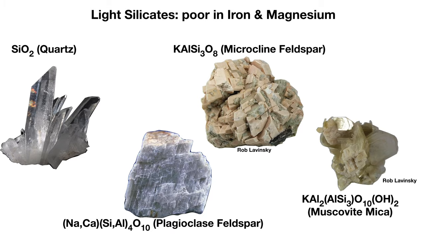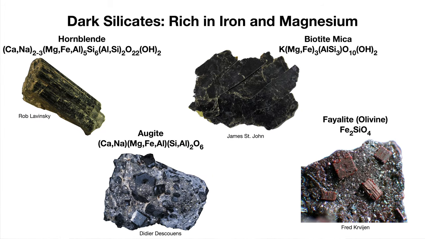Light silicates are non-ferromagnesian, meaning they contain very little iron or magnesium, two of the most abundant metals found inside our planet. Light silicates tend to have aluminum, potassium, and sodium as cations. Light silicates tend to be less dense and lighter in color compared to dark silicates. Dark silicates, or ferromagnesian silicates, contain iron or magnesium, are more dense than light silicates, and are generally darker. Dark silicates tend to have magnesium or iron as their cations.